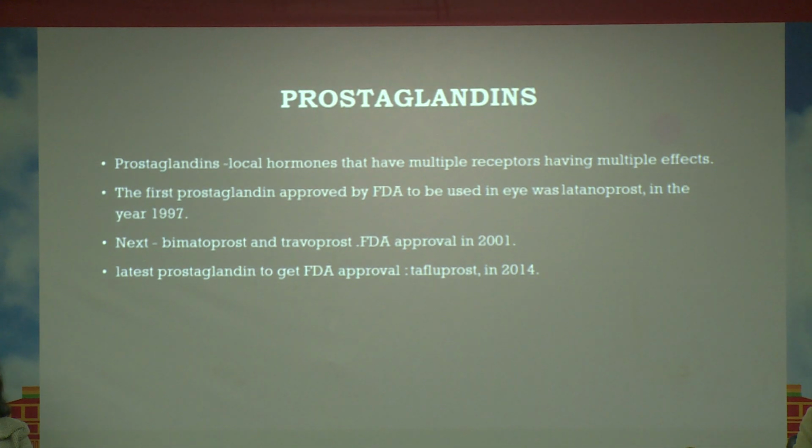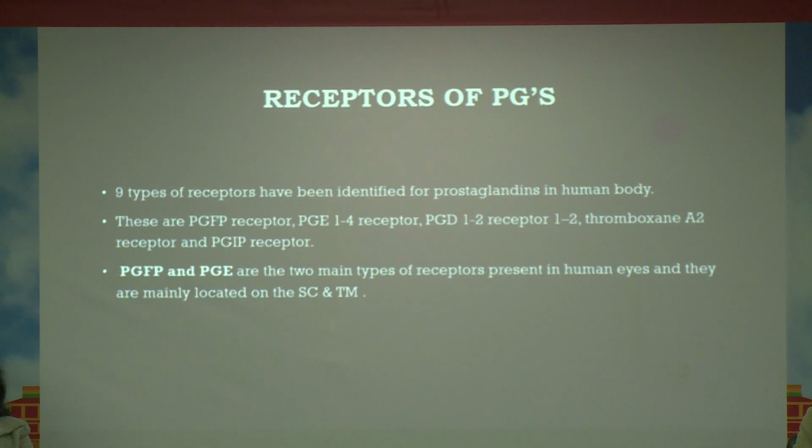Coming to the PG analogs, we all know that the first prostaglandin that was approved by the FDA was latanoprost, next was bimatoprost, and then in 2014 we had tafluprost. We all are aware that there are 9 types of receptors that have been identified for prostaglandins in the human body, and these are PGF, PGD and PGE receptors. These are the main types of receptors present in the human eyes, and they are mainly located on the Schlemm's canal and trabecular meshwork.